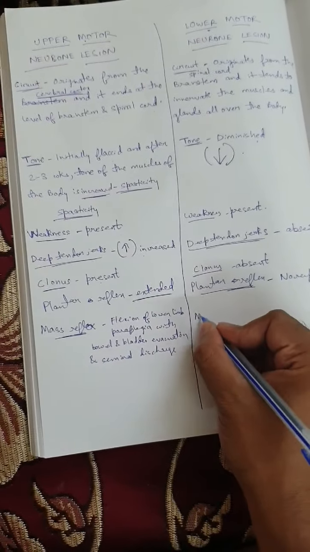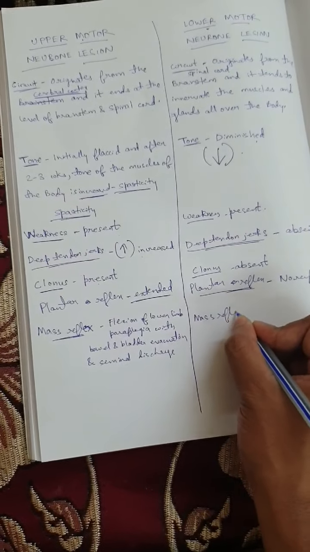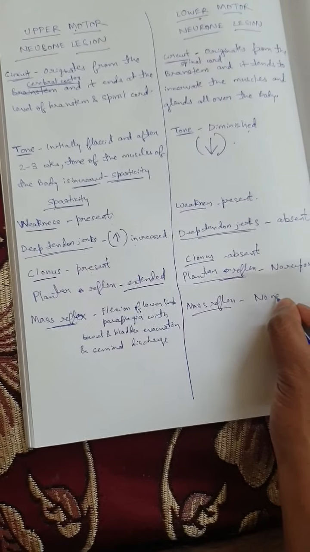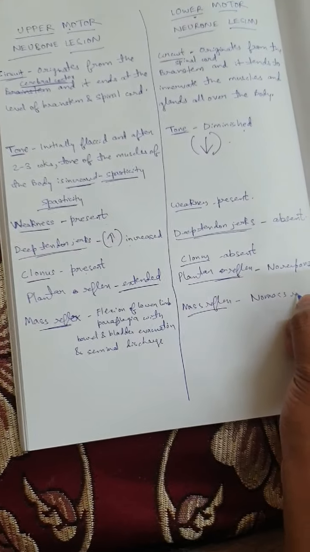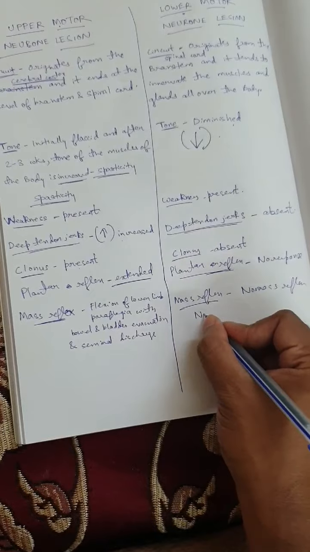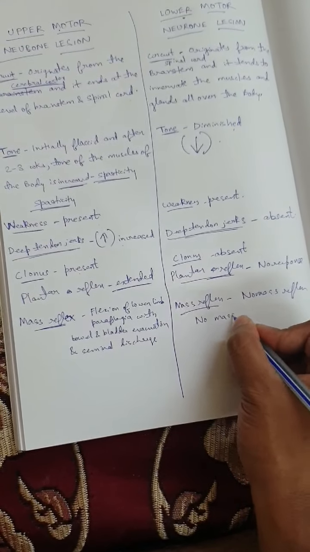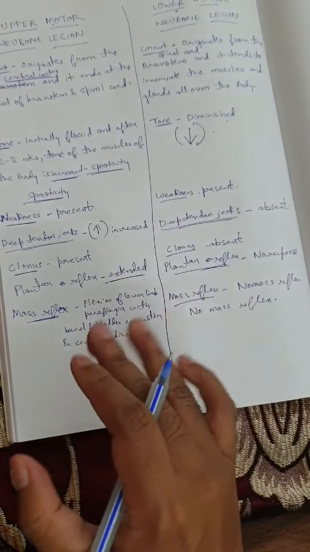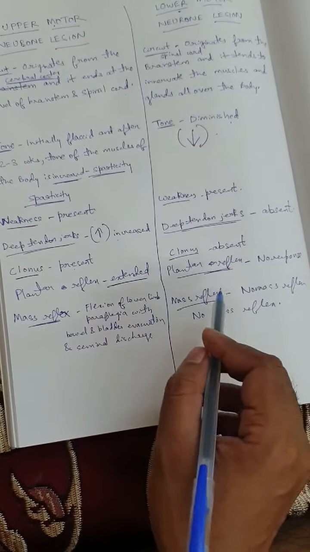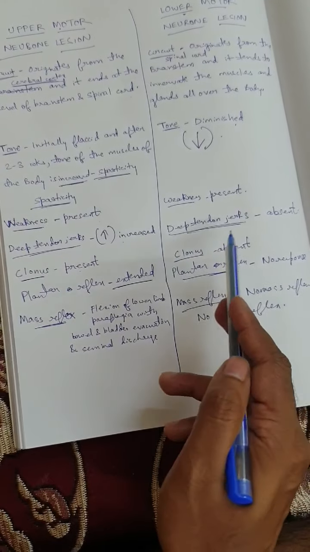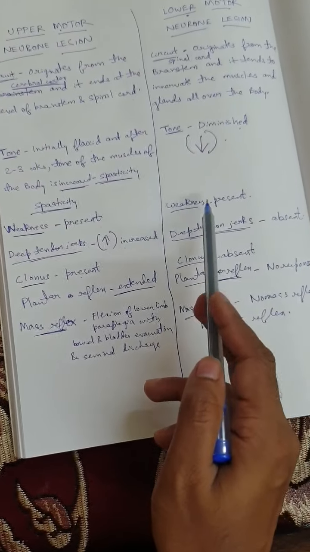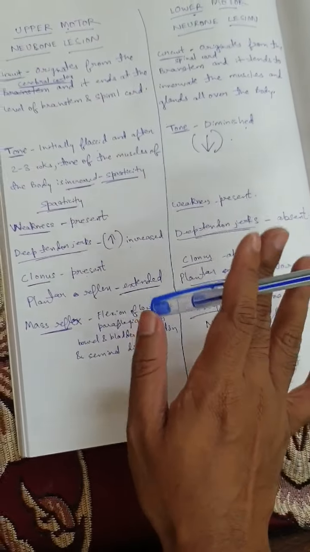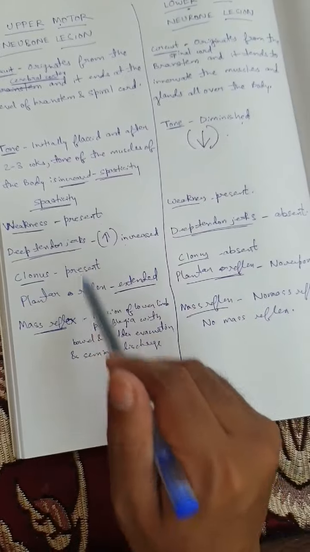And guess mass reflex in this case, what is the thing? Nothing. No mass reflex. Let me write it in a clear way. No mass reflex, it is absent. Everything is absent. No plantar response, no mass reflex, clonus is absent, deep tendon jerks absent, weakness is present only, and tone is diminished. Everything is negative, and here in upper motor, everything is exaggerated.